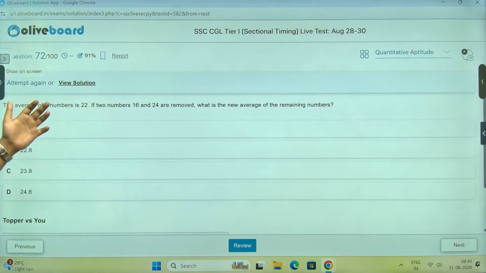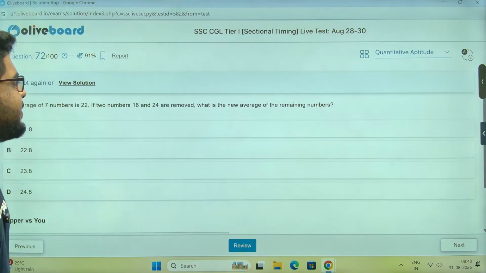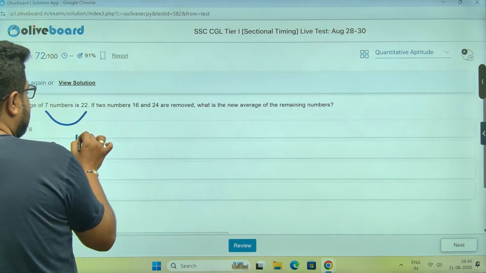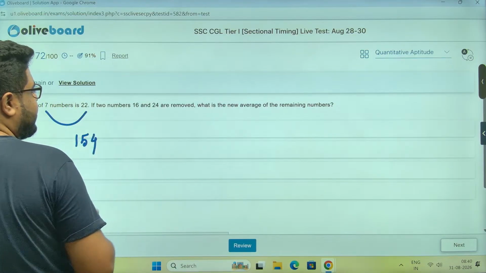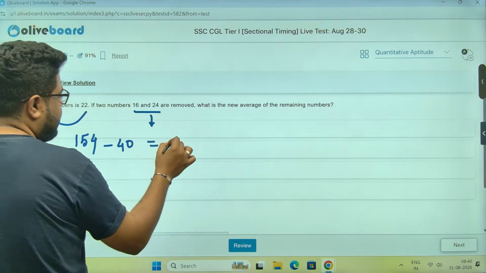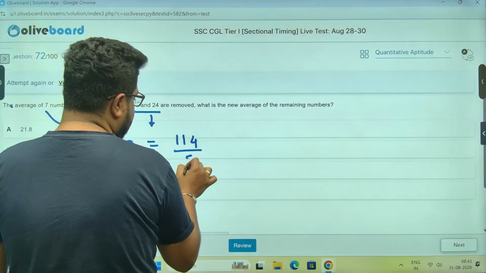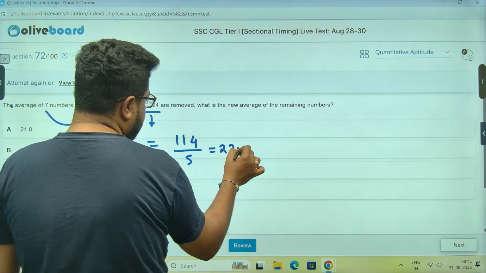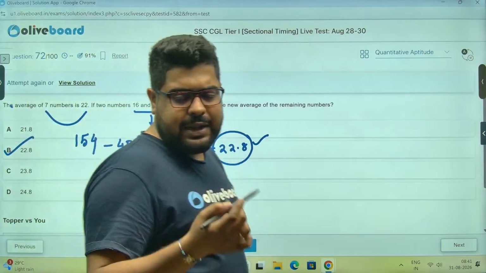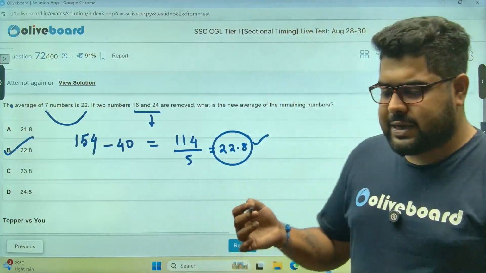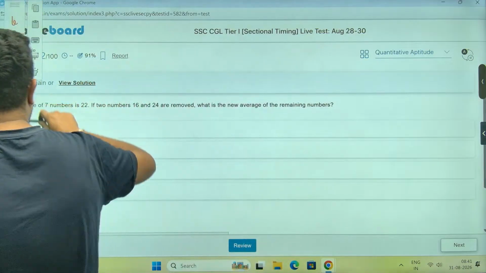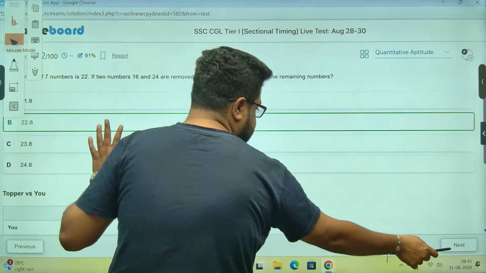Average of 7 numbers is given, 2 numbers are removed. What is the new average? Sir, you can do it normally. This is a very simple calculation. 22 into 7, sir, 154. These two are removed, meaning 40 removed. So we'll have 114 remaining out of 5 numbers, meaning 22.8. So that's the answer. Again, if the values were big, I would have taken the deviation. As the values are small and it's a couple of lines, we can do the calculations orally. I have done it like this. You can do it using deviation as well.